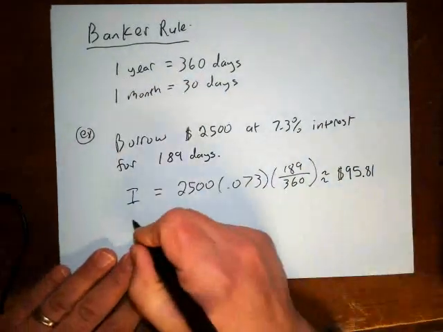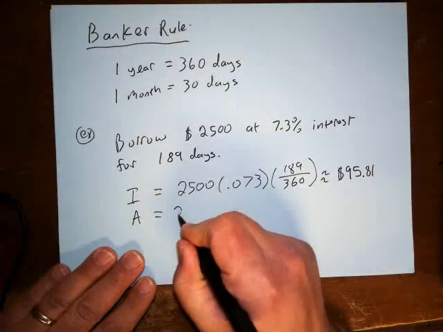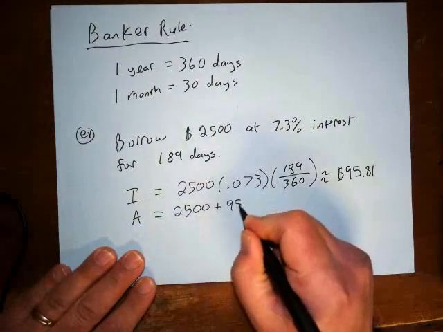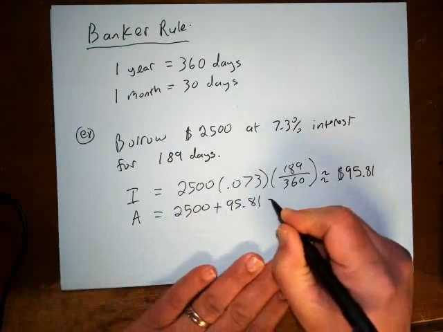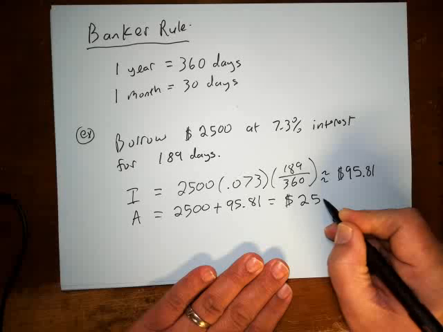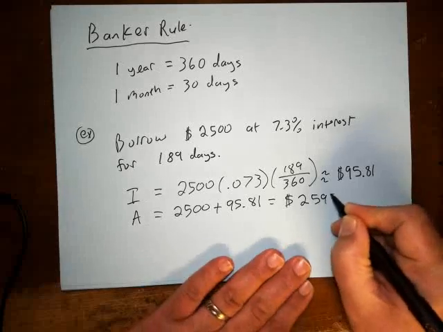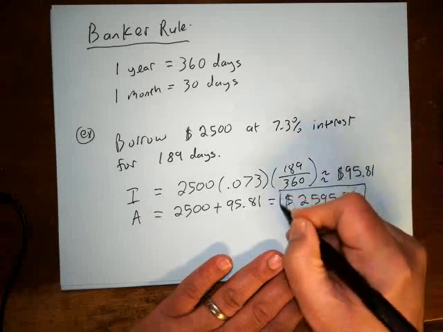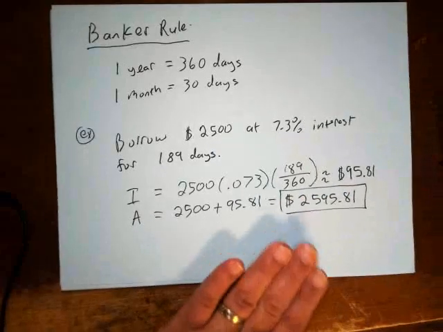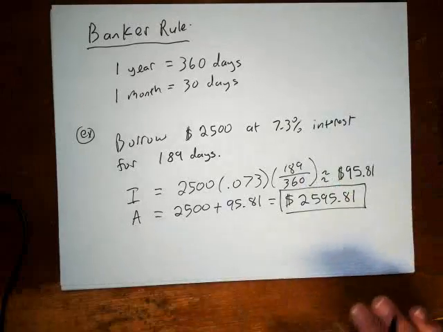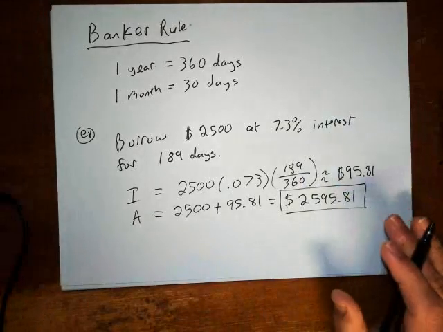So that's the interest. So the amount that I owe would be 2,500 plus 95.81. So $2,595.81. And that would be how much I owe when the loan matures. So that's using the banker's rule. Okay.